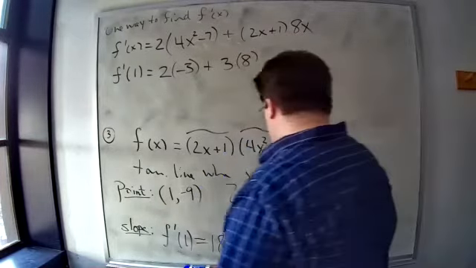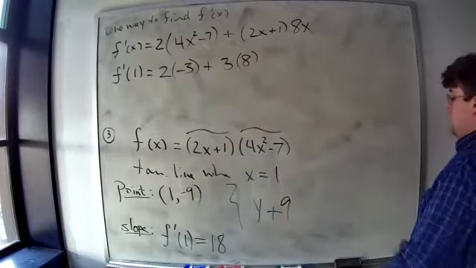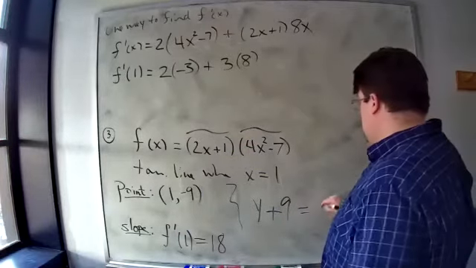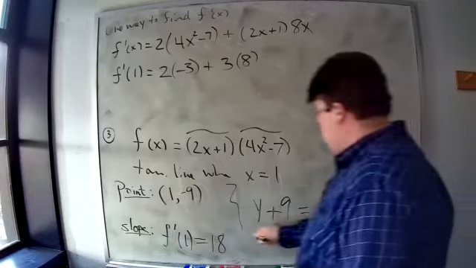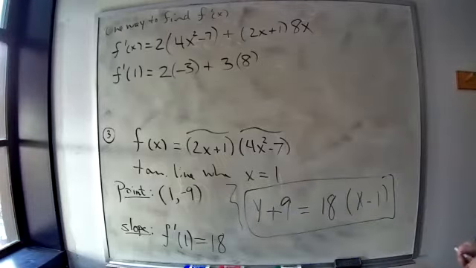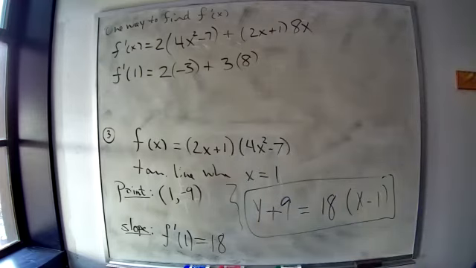We have our point and our slope. So an equation, y minus negative 9, y plus 9, equals slope 18, x minus the x value. So any questions about, well, the first way to find f prime here? Or anything else in this question that's written?